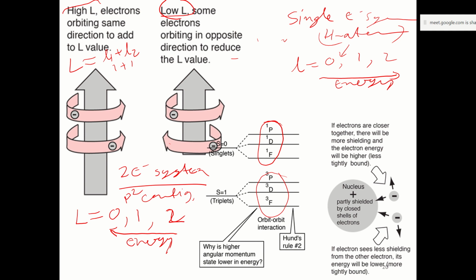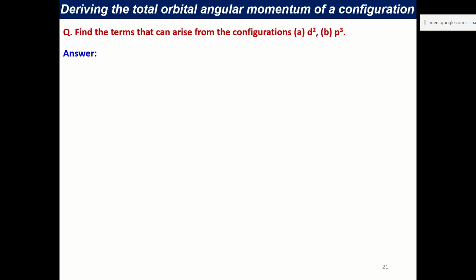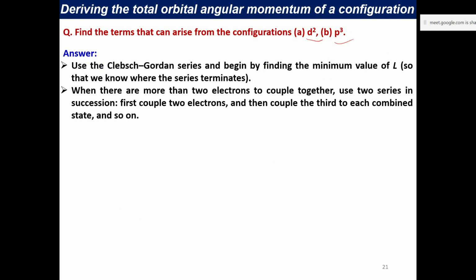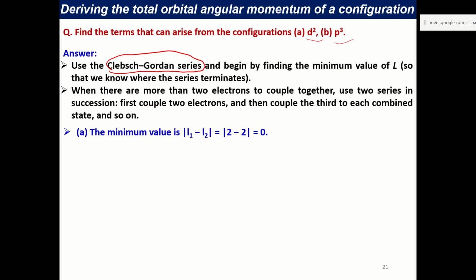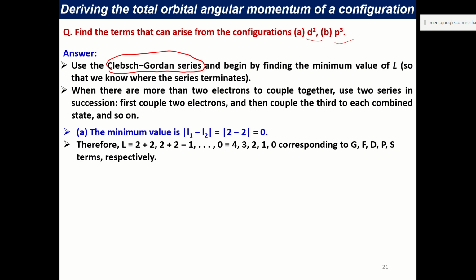So a smaller value of capital L will have larger energy, and that consideration comes from when you think of them orbiting in opposite directions to reduce the value of L. They come face to face, and then there is more repulsion. That is the way. So now how to write for d2 and p3? The Clebsch-Gordan series holds the key for how to arrange them. So look at the L values, sum them up, and then you can make it like this. L1 plus L2, L1 minus L2, maximum and minimum values you have to find, and then start writing.